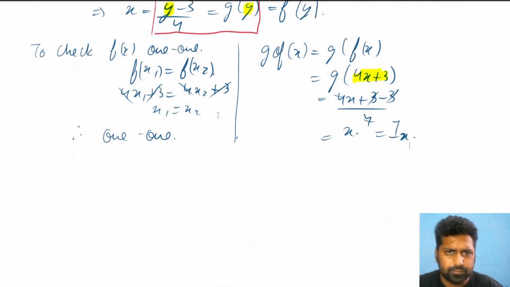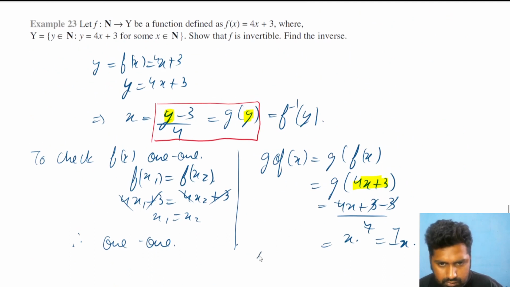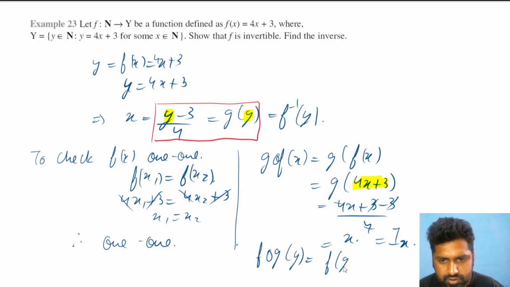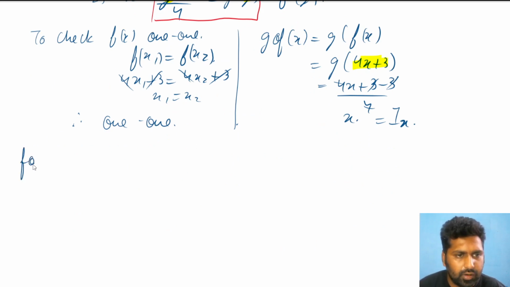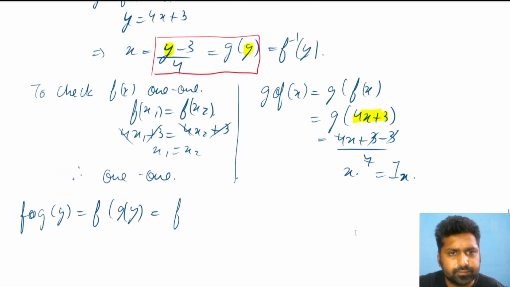I'll check the fog also. We have to check the fog function. Since it is in terms of y, I'll write g of y. Let's calculate f of g of y. I'll solve it separately here, otherwise it will be confusing for you. So f of g of y. What was g of y? y minus 3 upon 4.